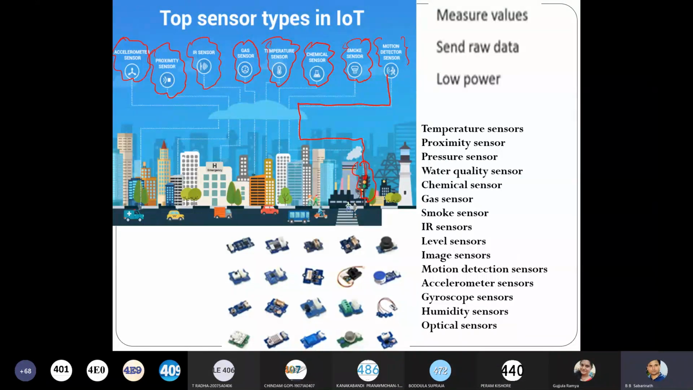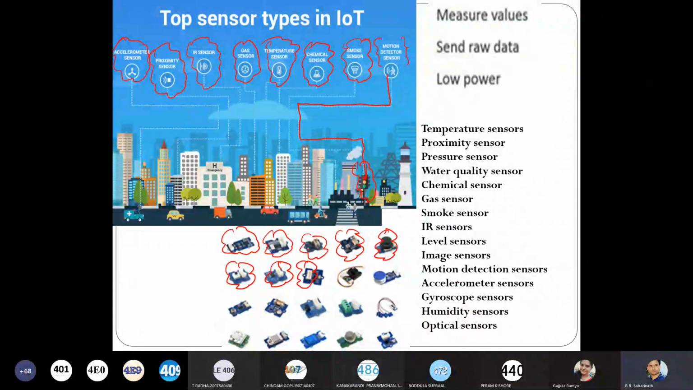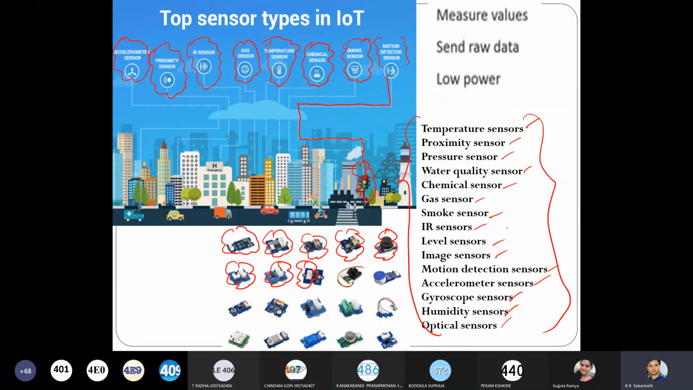So this is the basic idea. You might have seen such diagrams whenever you see any IoT course. These are all sensors. With this, see, these are the different sensors: temperature sensor, proximity sensor, pressure sensor, water quality sensor, chemical sensor, gas sensor, smoke sensor, IR sensor, level sensor, image, motion detection, accelerometer, gyroscope, humidity, optical. Whatever may be the sensor, we need to generalize these things.